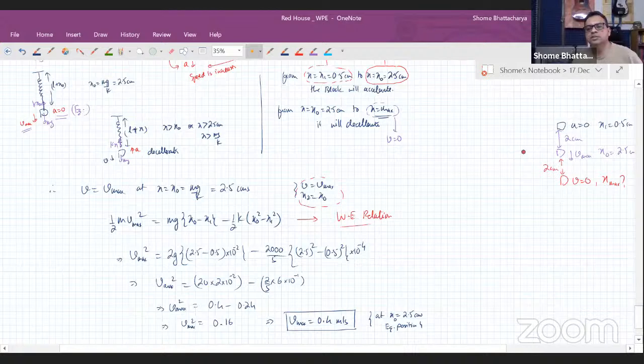There's always a mean position in an oscillation with respect to which the extreme positions are symmetric. If I just go by that principle of symmetry, they should be 2 centimeters further below. So I should get x maximum as x naught plus 2 centimeters. So that is 2.5 plus 2 or 4.5 centimeters. However, we will verify this from the equation also.